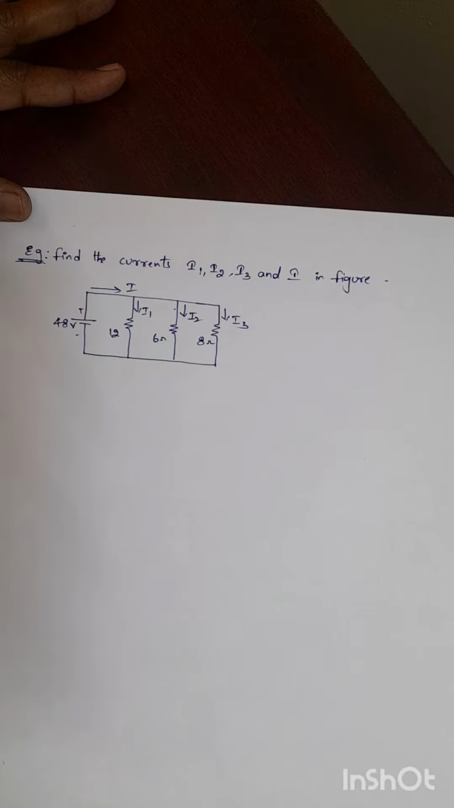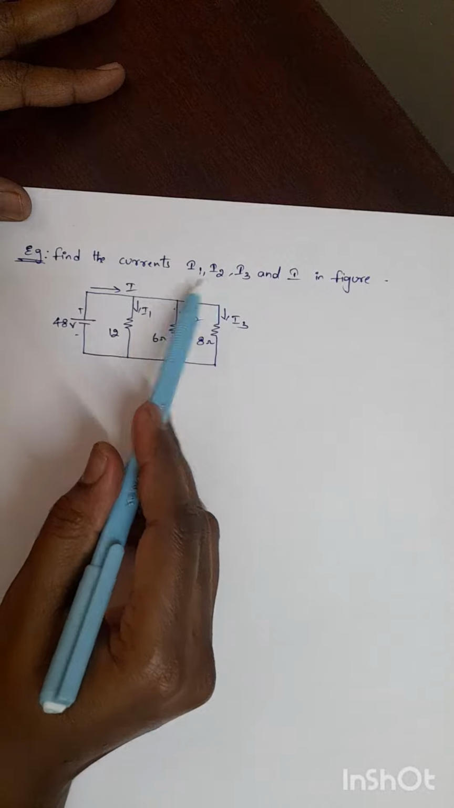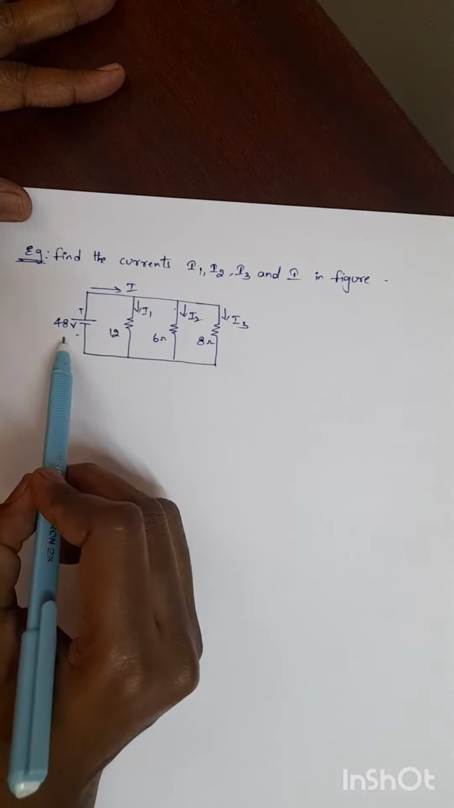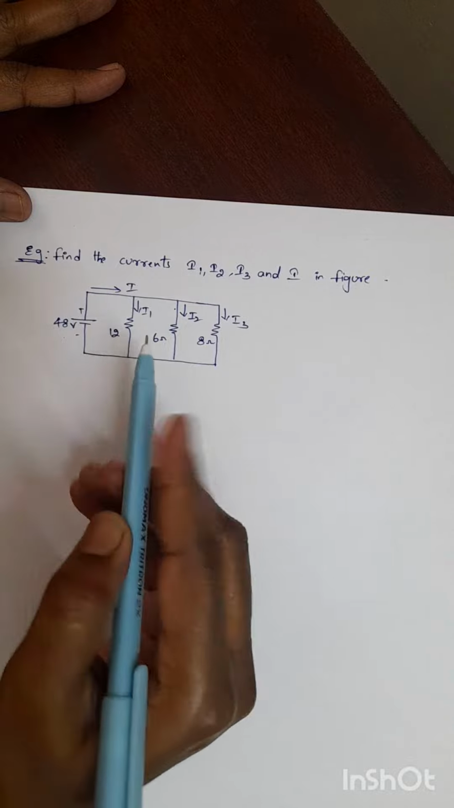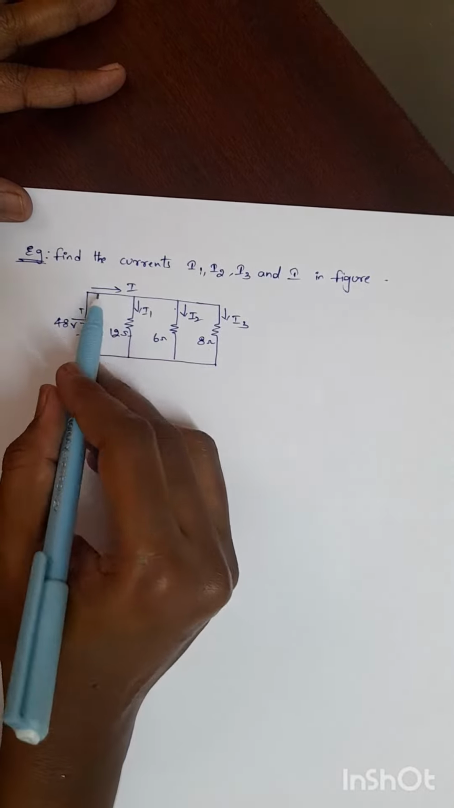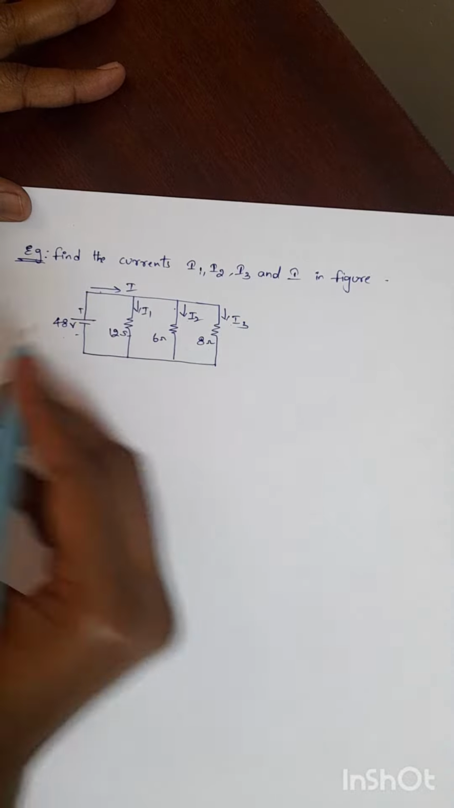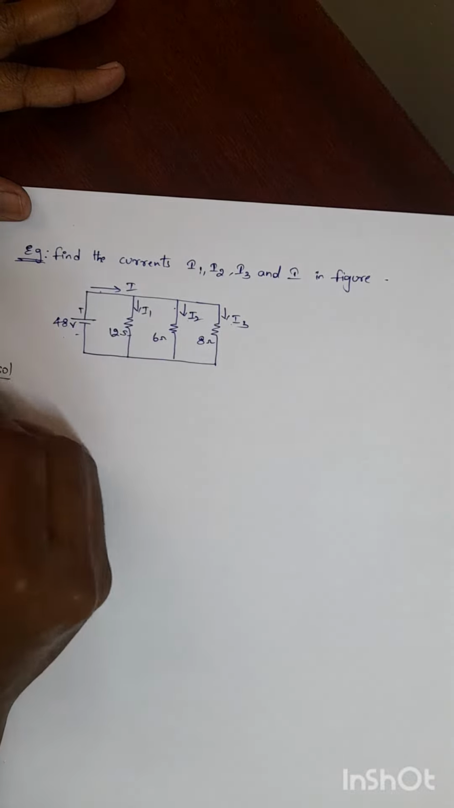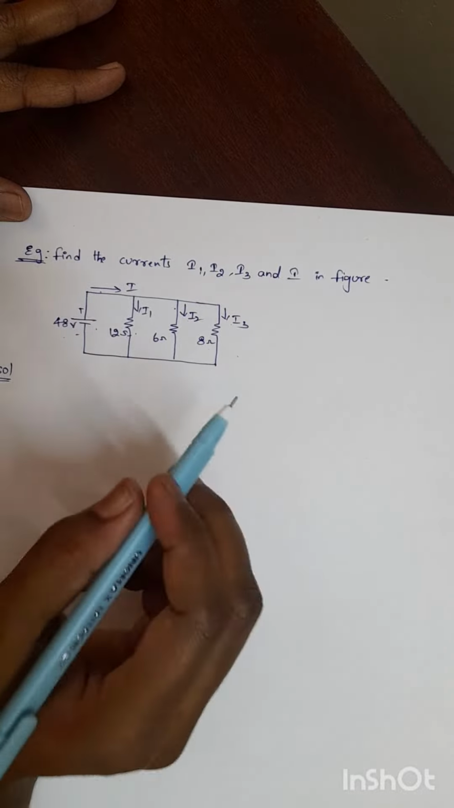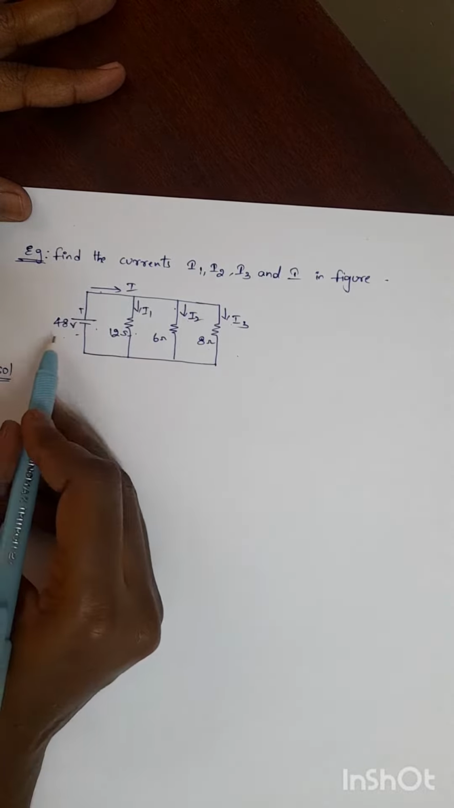Hello friends, let us discuss a simple problem from Kirchhoff's current law. Find the currents I1, I2, I3 and I in the figure. Since all the components are connected in parallel, the 12 ohm, 6 ohm and 8 ohm resistors are all in parallel, and the voltage across each resistor is 48 volts. So we need to find the current in each resistor by using Ohm's law.